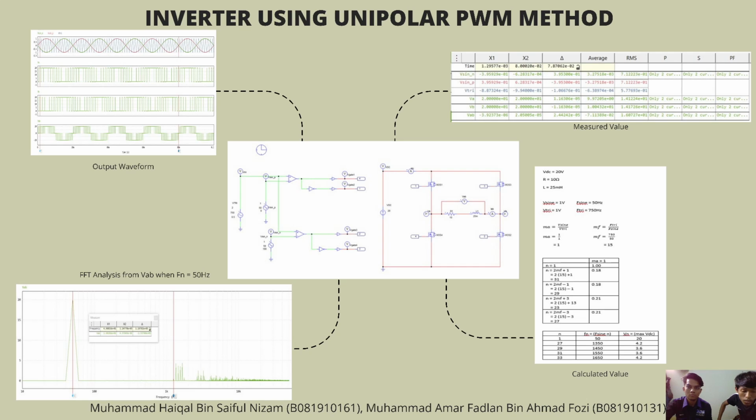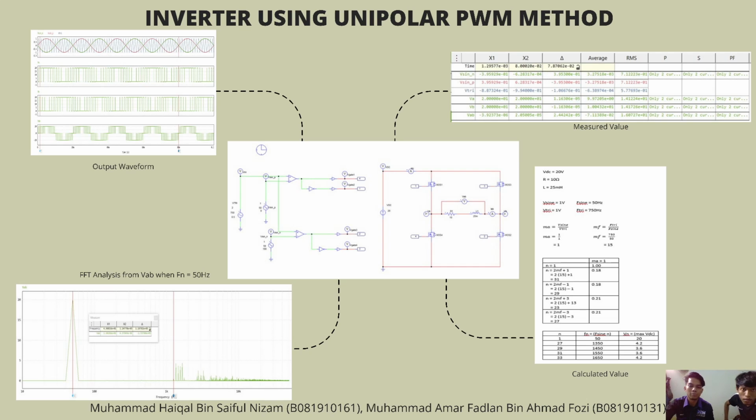So for the next one is the waveform. For the waveform, the first waveform we get is from V sine gate N, V sine gate P, and V triangle. This waveform represents the reference and carrier signals. V sine N refers to the positive reference signal, while V sine P refers to the negative reference signal. V triangular is the carrier signal.